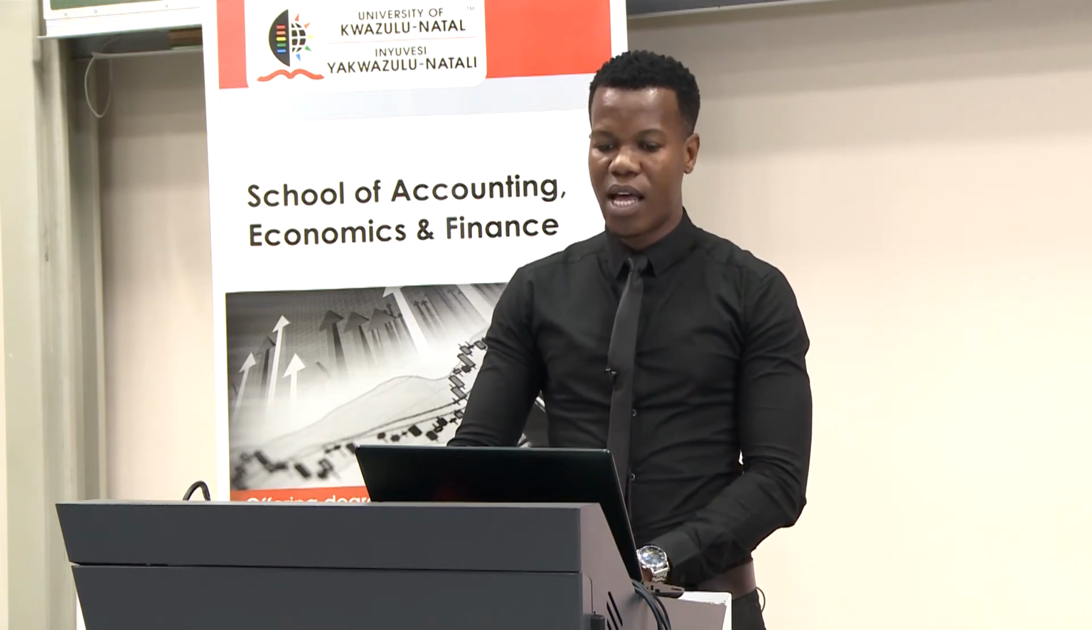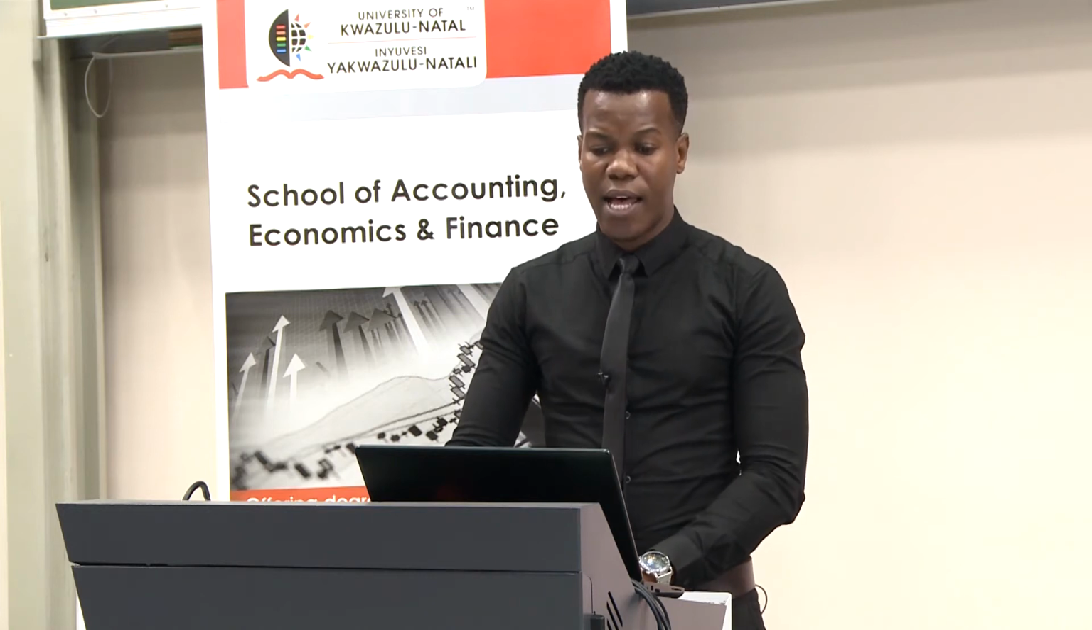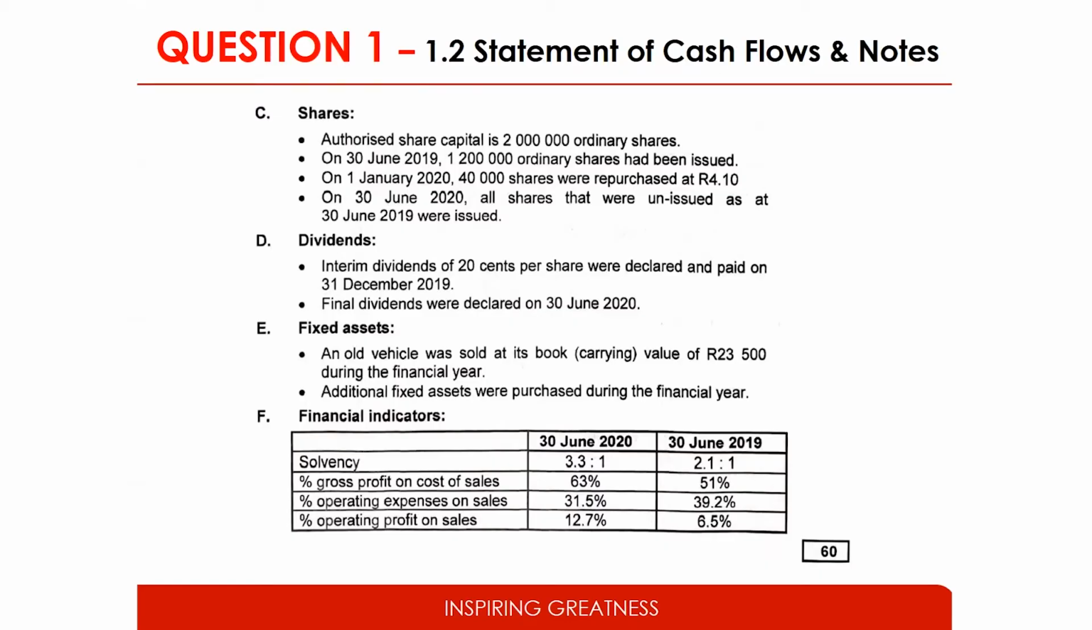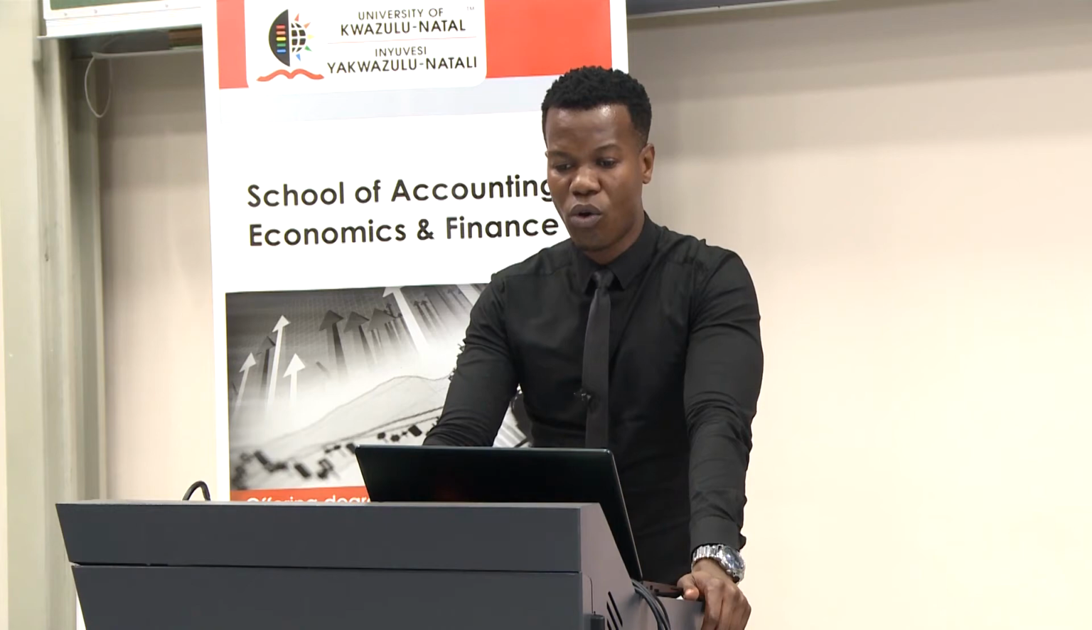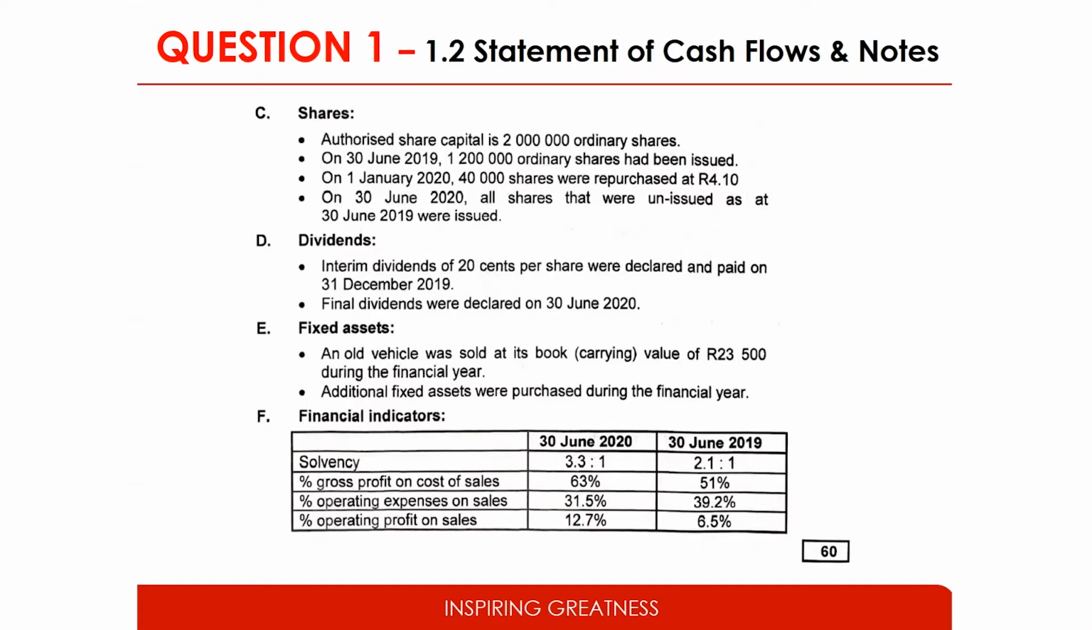Then the next bullet looks at the shares that we have now repurchased, meaning that a company has decided to repurchase the shares that it had previously sold to shareholders. Companies do that. We will unpack why they do that, and the benefits, as we go along. On 30 June 2020, all shares that were unissued as at 30 June 2019 were now issued.